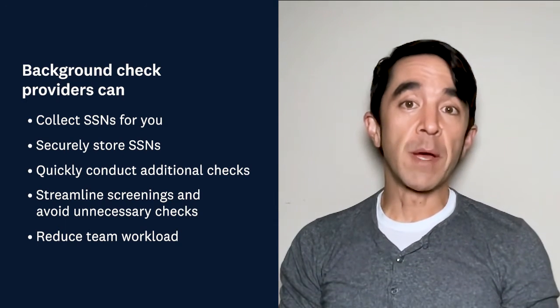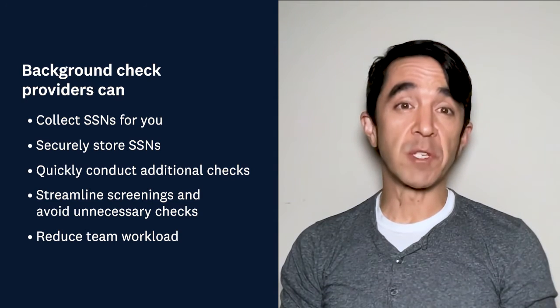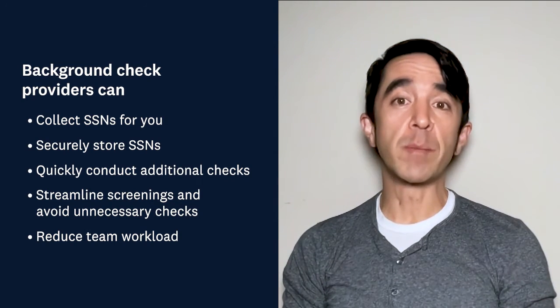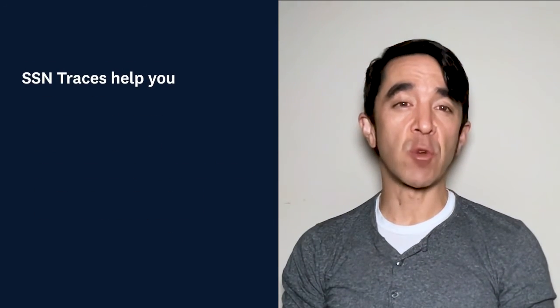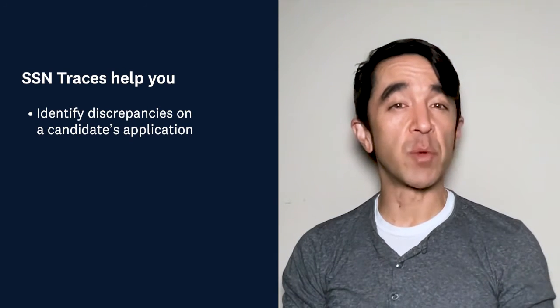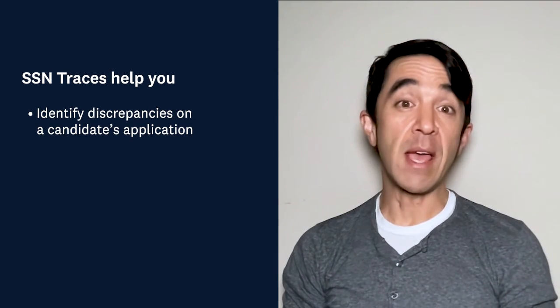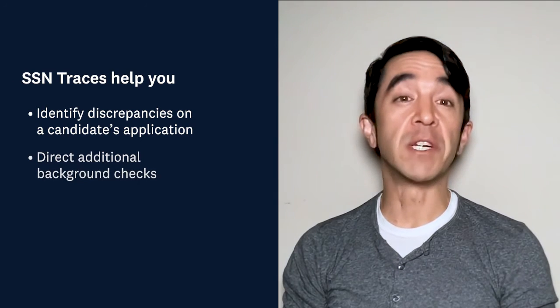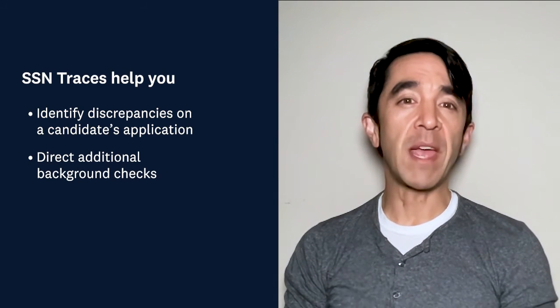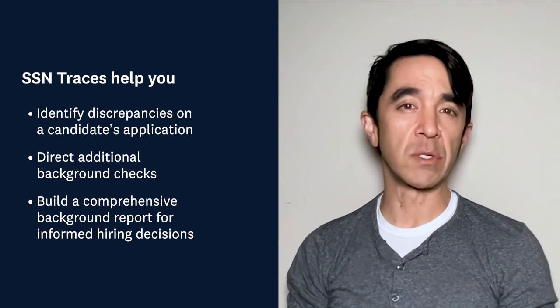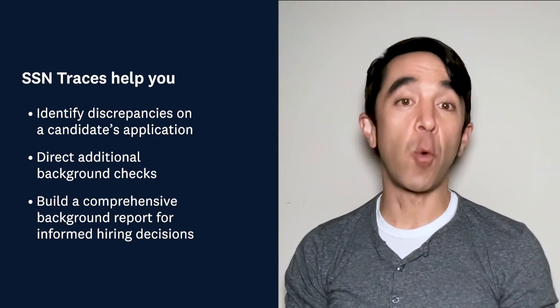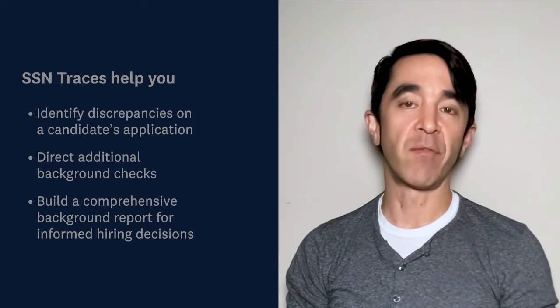So, to sum it up, a Social Security number trace is part of a comprehensive pre-employment screening that many employers perform early on in the background check process. It may help the background check service identify any discrepancies with the candidate's provided history and make a plan for where to direct additional background checks. It can pave the way for a comprehensive report that helps you make informed hiring decisions and ensure candidates are qualified for the position they've applied for.